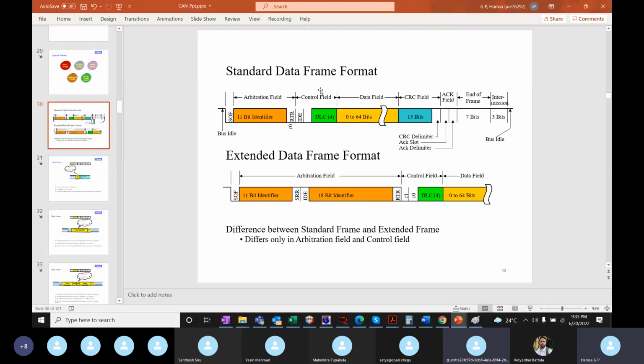The identifier is used to identify the data or information from which input source. The RTR bit and IDE come in the configuration. And the DLC, as you already know, is the data length code, used to identify how many bytes of data you are going to send in the data field. The data field is the field which sends the actual data.